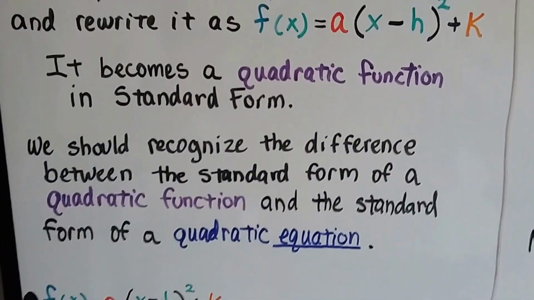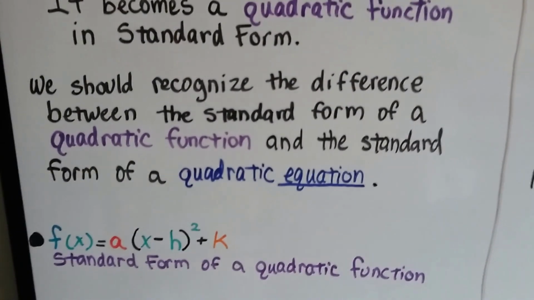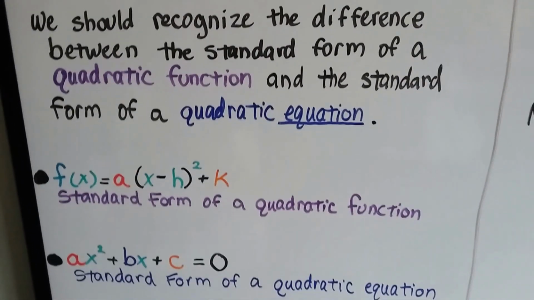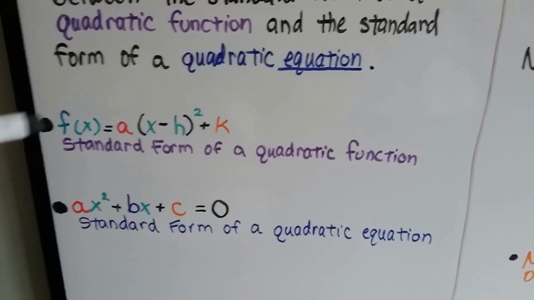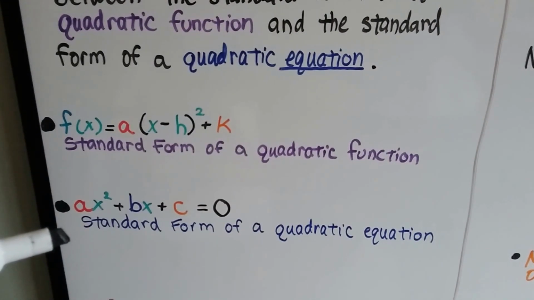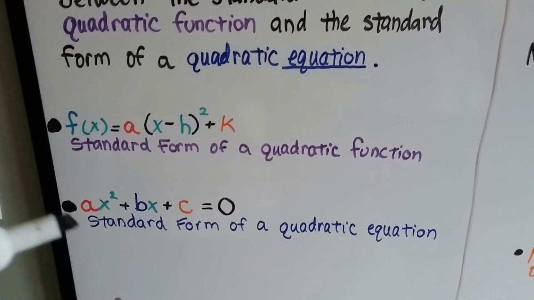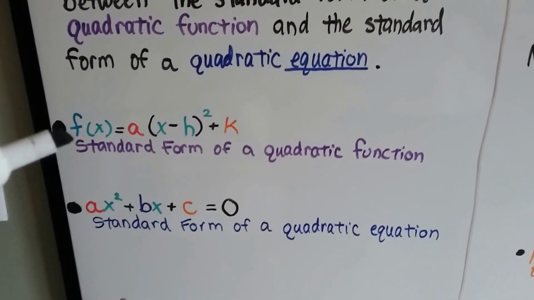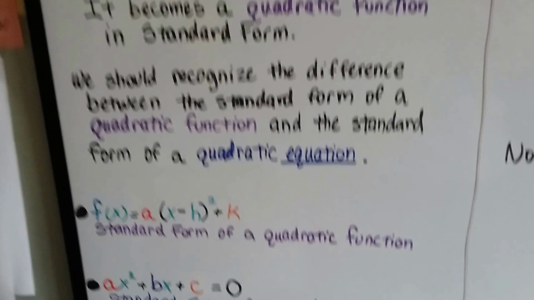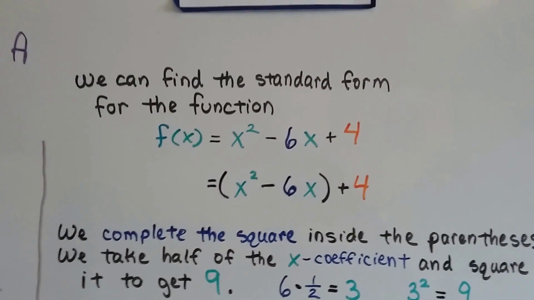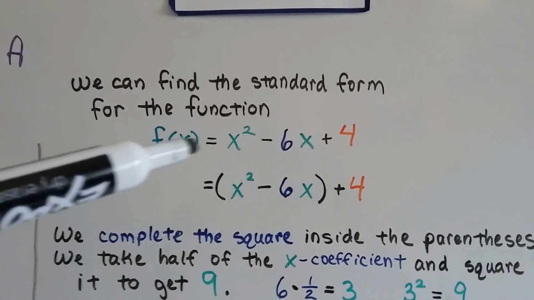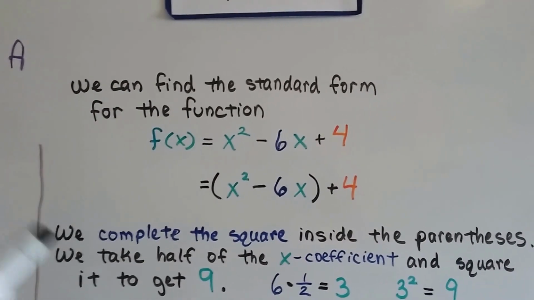And we should recognize the difference between the standard form of a quadratic function and the standard form of a quadratic equation. Okay? So here's the standard form of a quadratic function. That's the standard form of a quadratic equation. We've seen that before. Now, we're going to do function. We can find the standard form for f(x) = x² - 6x + 4.